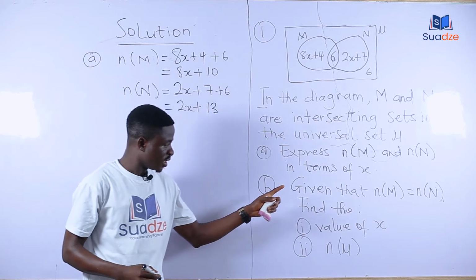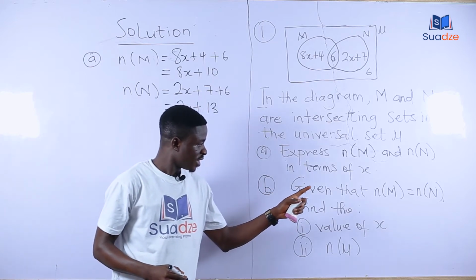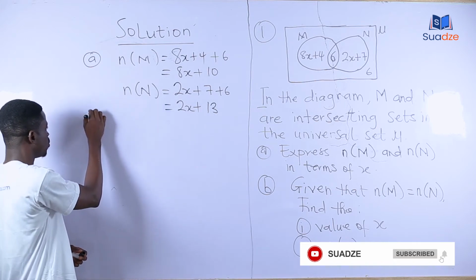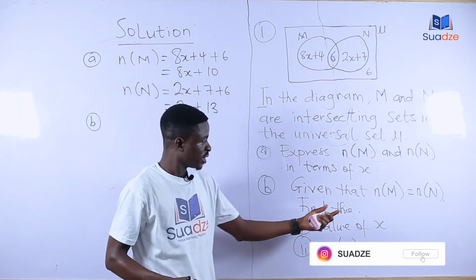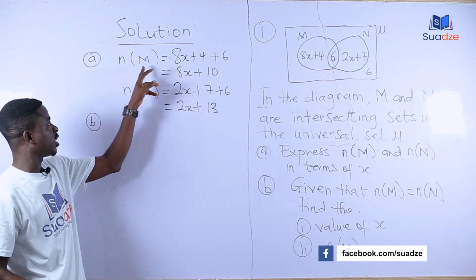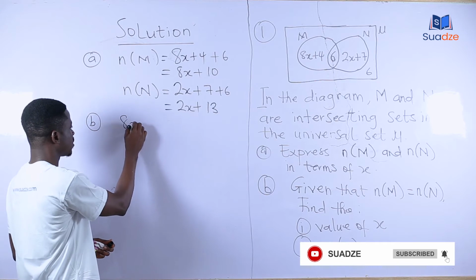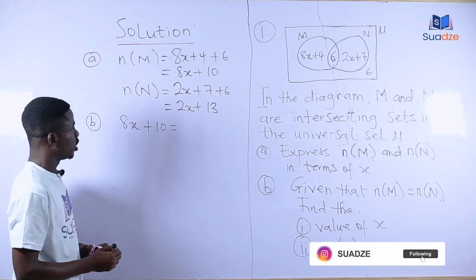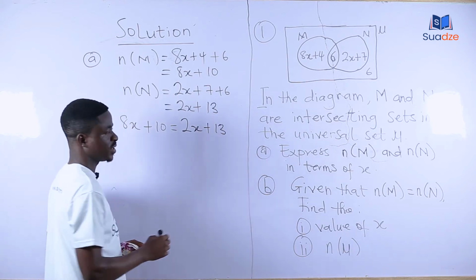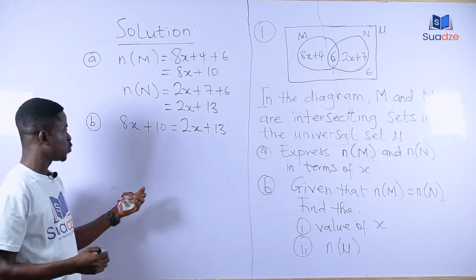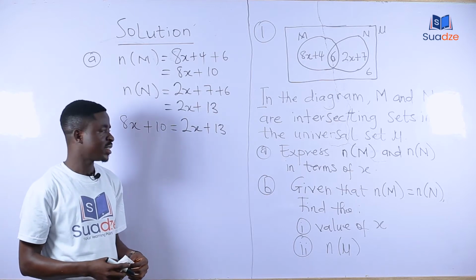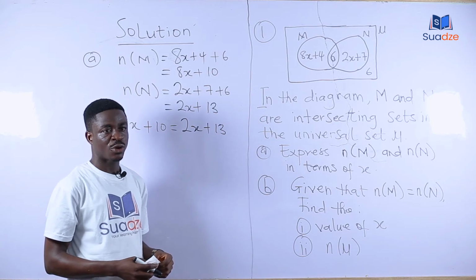Question B says that given that the number of M is equal to the number of N, find the value of x. So what we are going to do is to equate the number of M to the number of N. From A, we have already solved for the number of M, which is 8x plus 10. And we've already solved for the number of N, which is 2x plus 13. So from here, what we do is to group like terms. So you realize that 8x and 2x are the same, and then 10 and 13 are also like terms.